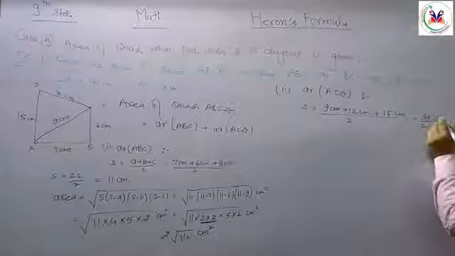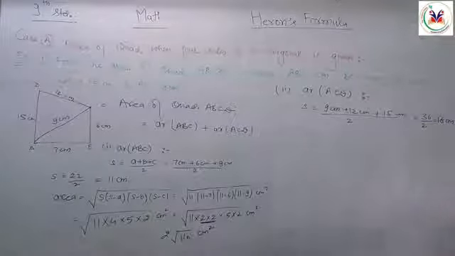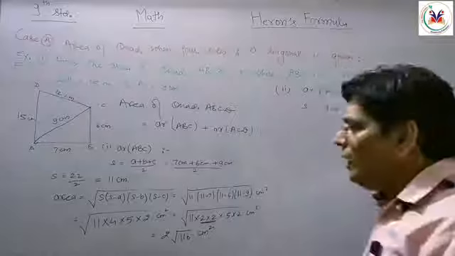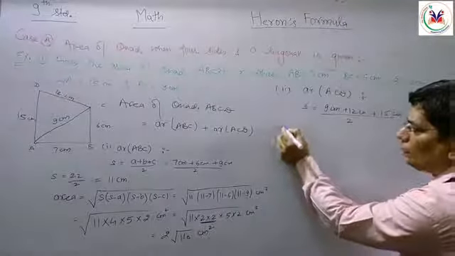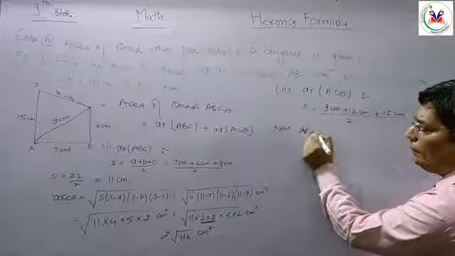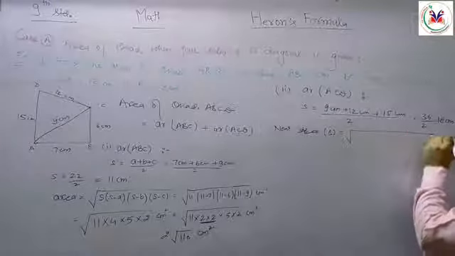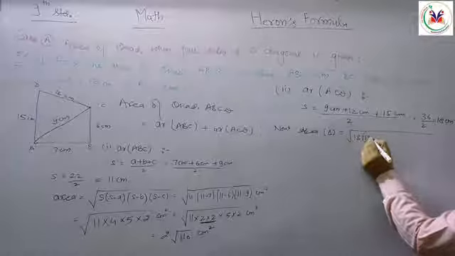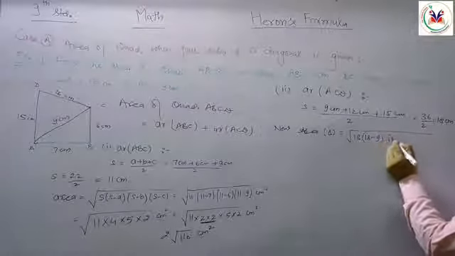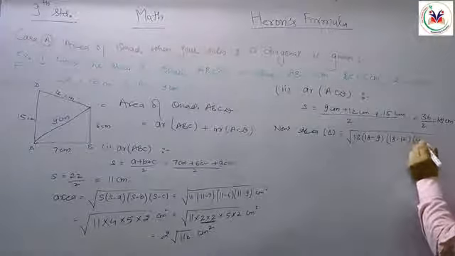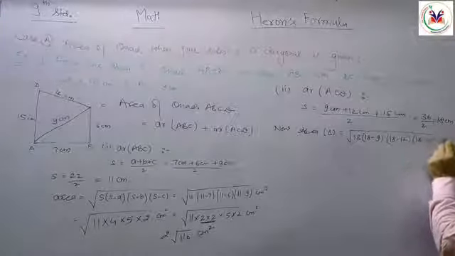Divide by 2, that is 18 centimeter. So S must be 18 centimeter. Now area, we should go with the standard formula. S is 18, 18 minus 9, 18 minus 12 and 18 minus 15 centimeter square.